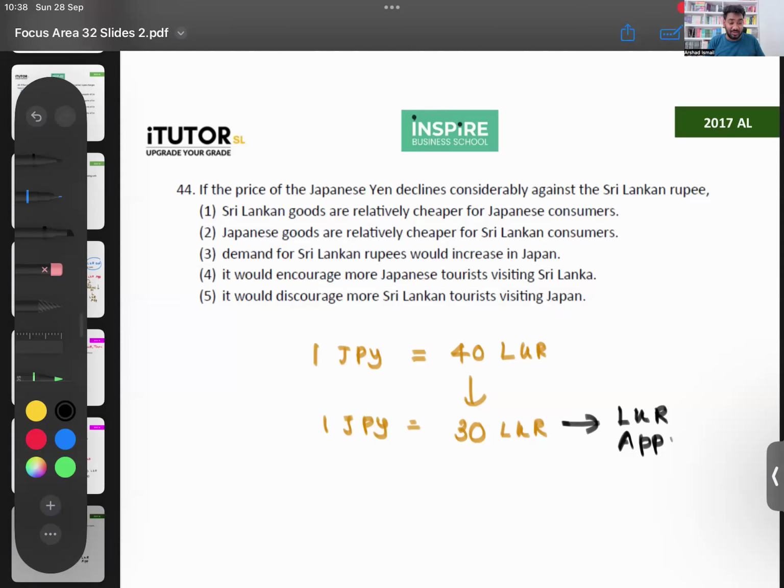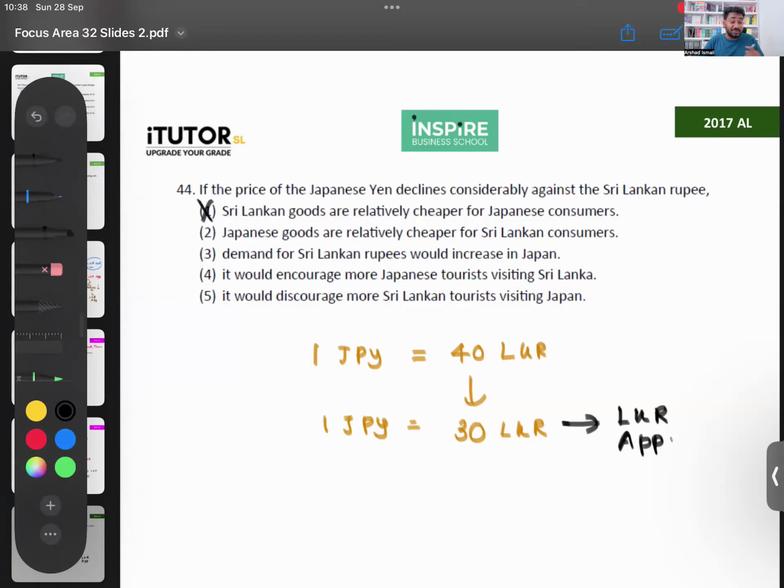So if that is the story, now look for an answer that goes in line with this. So if the Sri Lankan rupee appreciates, what do you think will happen? Sri Lankan goods are cheaper for Japanese. If your currency appreciates, will your exports be cheaper? No. If your currency appreciates, your exports become expensive. Wrong.